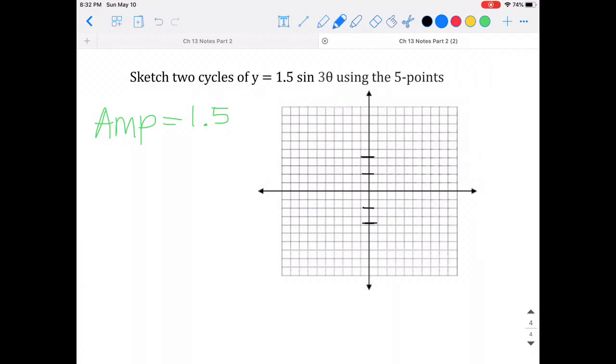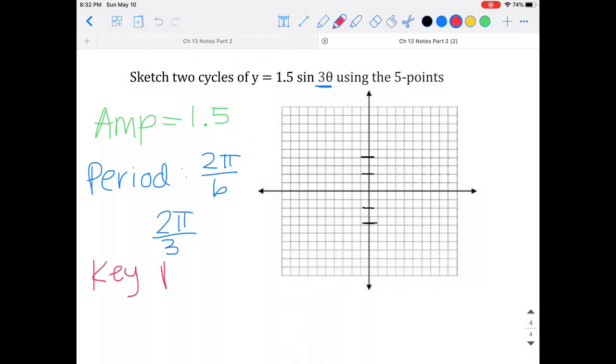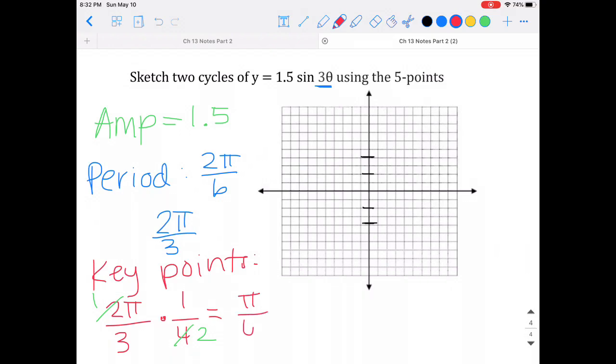Next, we have to figure out the period so that we can determine our key points. So the period of this function we get by doing 2 pi over b. The b value in this case is 3, so 2 pi over 3 is our period. We can't simplify any further. The key points we get by dividing our period by 4. So 2 pi over 3 divided by 4 is the same as multiplying by the reciprocal, so we can multiply by 1 over 4. And when we multiply, we can simplify. 2 becomes 1, 4 becomes 2. So our interval for our key points is going to be pi over 6.